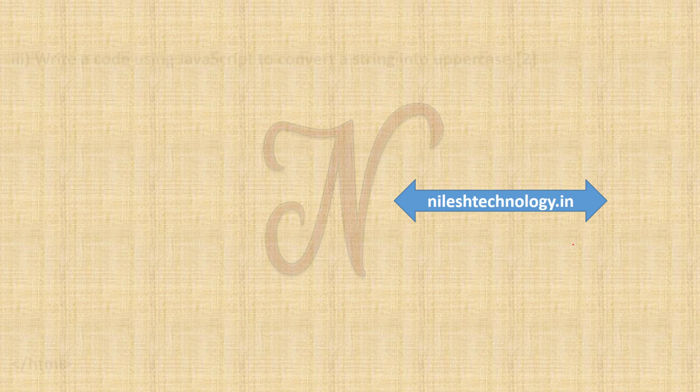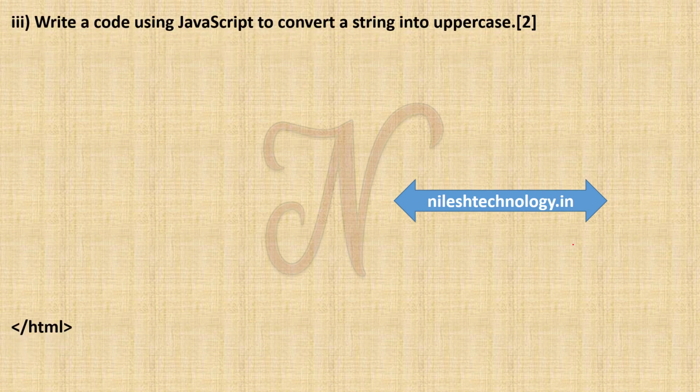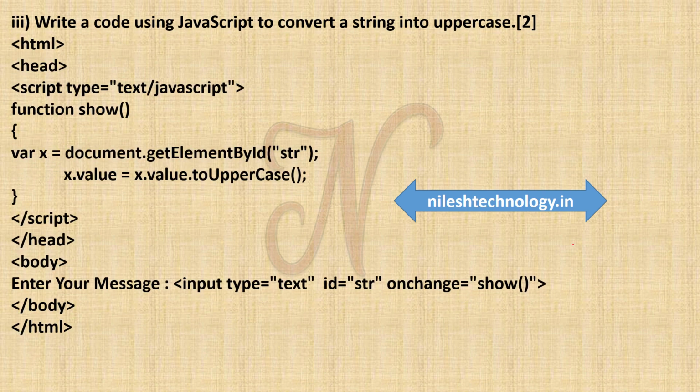So next one is a 2 marks question: write code using JavaScript to convert a string to uppercase. Okay, so see here, this is the JavaScript code. Here we define one function. My function name is show. In the body here we accept one string from the keyboard. So this is your text box, set here the ID. On change, the show function is called. See here, in the show function we accept the string from the text box and we convert it into uppercase. Okay, so this is your 2 marks program.